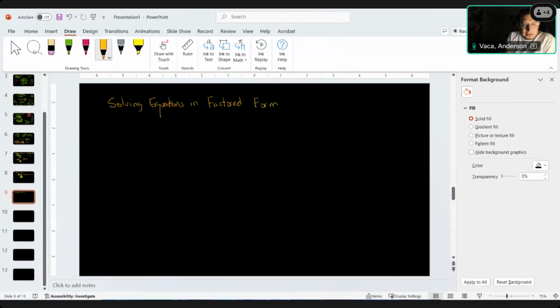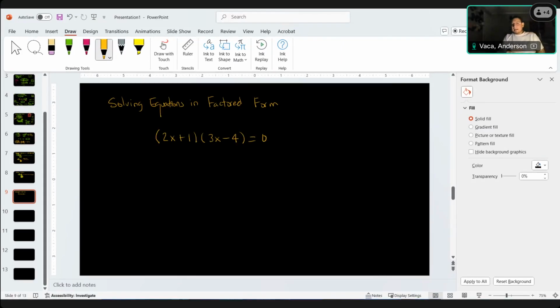And so they look like so. Some of them look like this: (2x + 1)(3x - 4) = 0. The idea is this, okay?